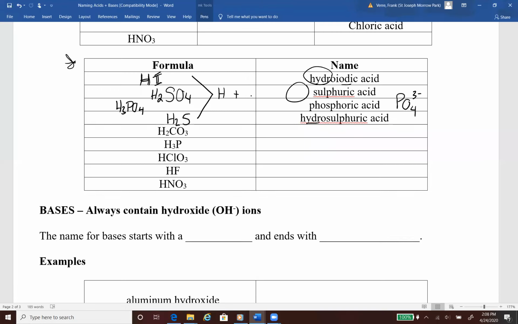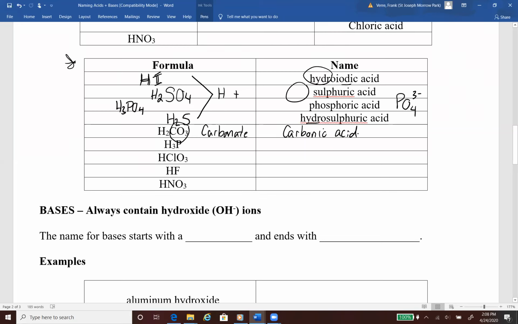Okay, so the next one is H2CO3. So CO3 you should recognize as carbonate. So then this would be an oxy acid. So there's no hydro in front. This is actually something called carbonic acid.